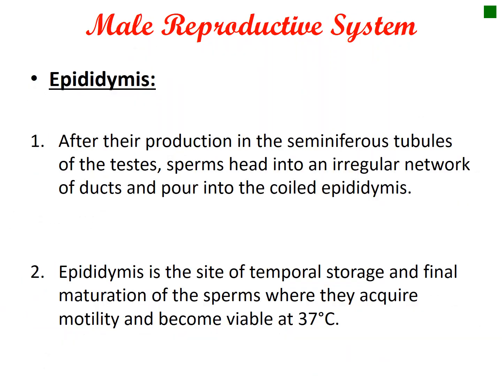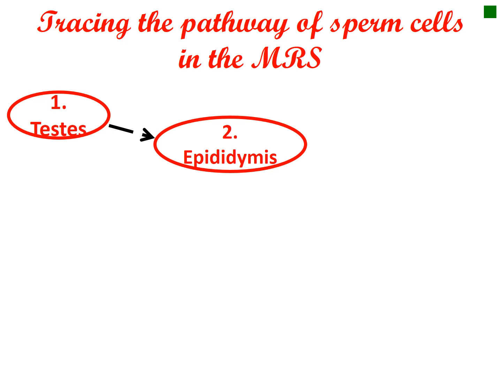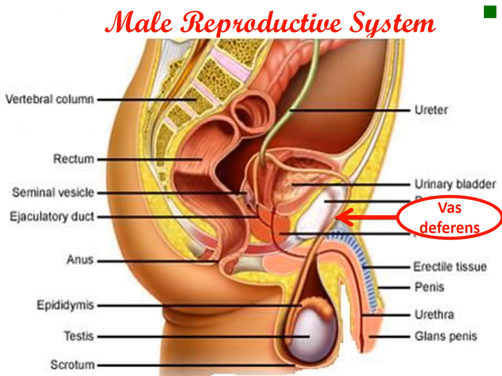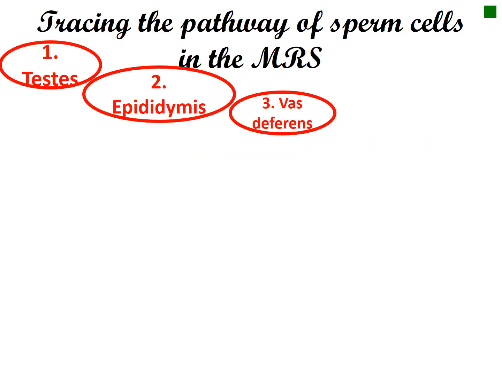Epididymis. After the production in the seminiferous tubules, the sperms head into an irregular network of ducts and pour into the coiled epididymis. The epididymis is the site of temporary storage and the final maturation of the sperms, where they acquire their motility and become viable at 37 degrees Celsius. So first the testes, second the epididymis, third the vas deferens, or the sperm duct, where the sperms are collected.